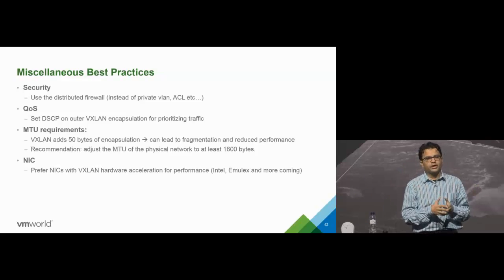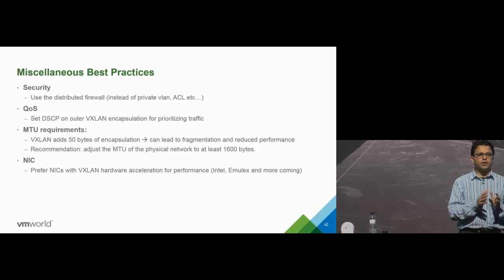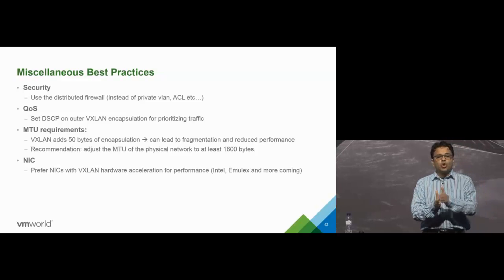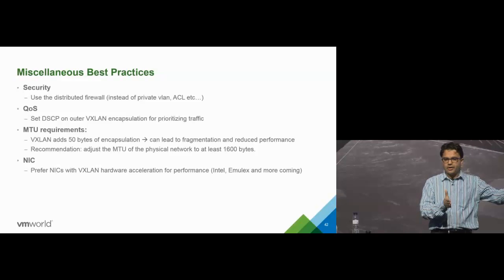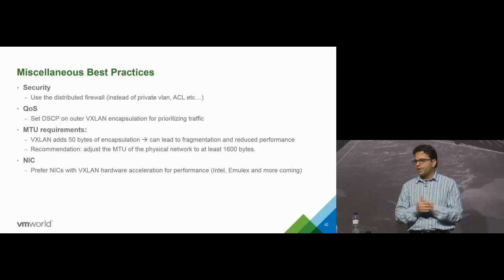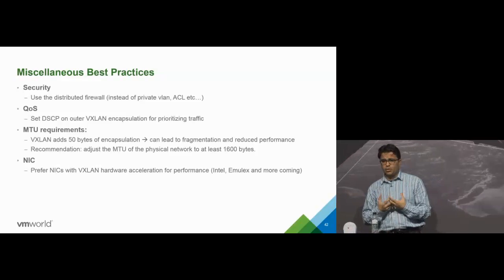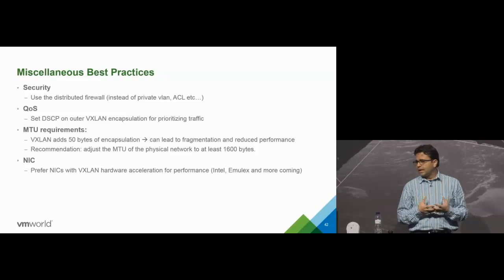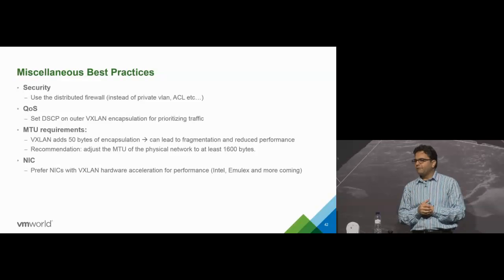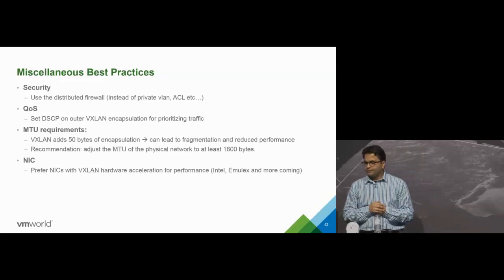Quality of service, really important. If your guest virtual machine needs quality of service, we recommend you to mark them with the DSCP value. That DSCP value is copied to the outer VXLAN header, and then once that packet goes to the physical network, you should have your physical network configured for the right priority, and then it will get the right priority based on what you configured. MTU requirement. MTU is basically not a requirement. It is a must that you should have at least 1600 bytes configured on your physical network. And this is because VXLAN is adding 50 bytes of encapsulation there.